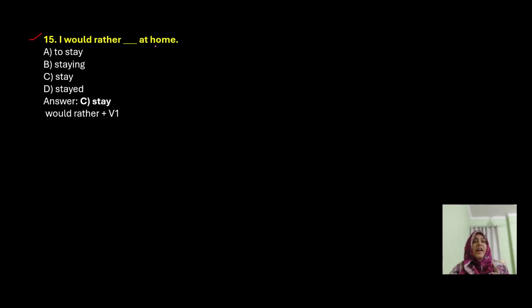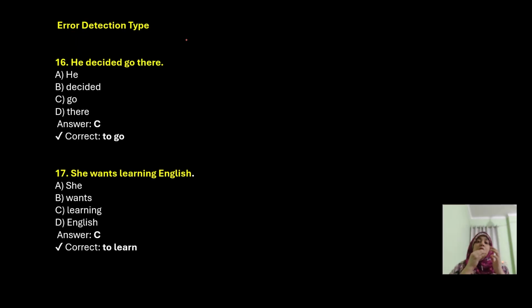I would rather dash at home. You can see there is a modal verb again. What will come? Only the base form of the verb. Would rather plus first form, and only "stay" will come, not "to". To will not come. Please remember. I would rather stay at home. This is the rule of the modal verbs, right? So these are some of the sentences, some of the fillers which I have made you understand with the rules.